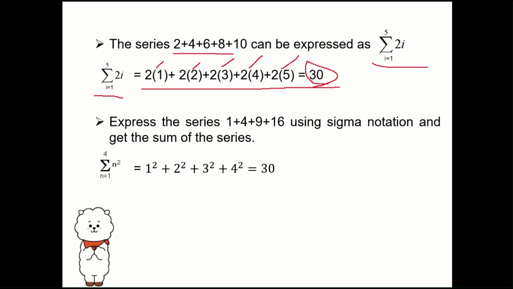How about the second one? Express the series 1 plus 4 plus 9 plus 16 using sigma notation and get the sum of the series. That is equal to the summation of n squared, where n starts from 1 to 4. And then we substitute everything that starts from 1, so that's 1 squared, 2 squared, 3 squared, and 4 squared, and then we add all of them. That is equal to 30 also. And that is how we do things like that.